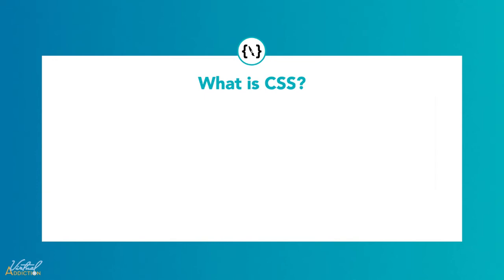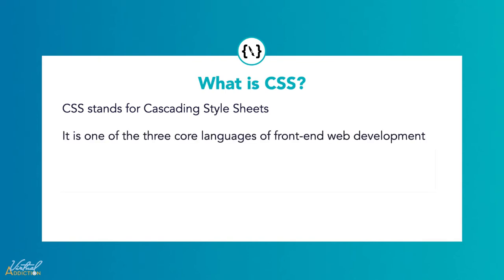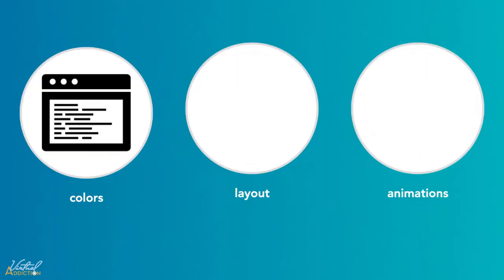So what exactly is CSS? Well, CSS stands for Cascading Style Sheets. It's a style sheet language used for describing the presentation of a document written in a markup language such as HTML. CSS is a cornerstone technology of the World Wide Web, alongside HTML and JavaScript. CSS is a separate language with its own syntax and rules.